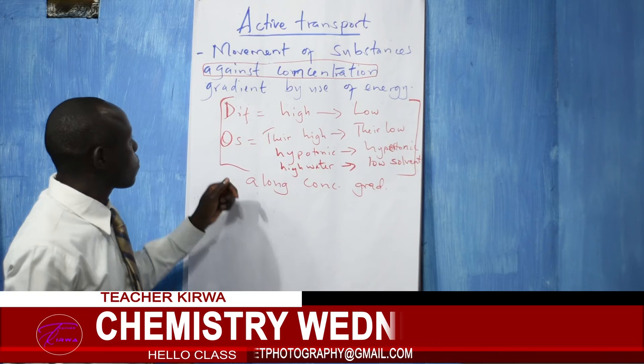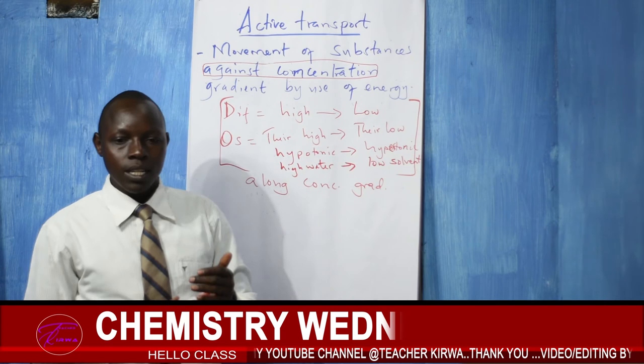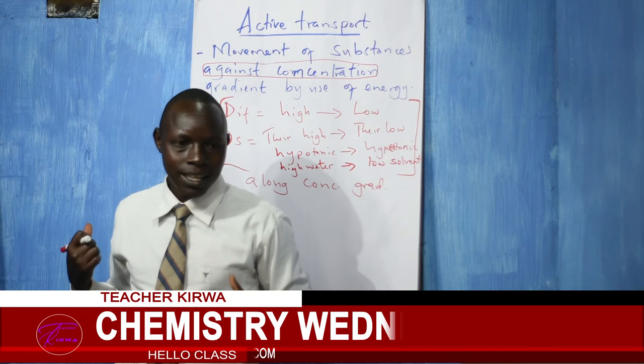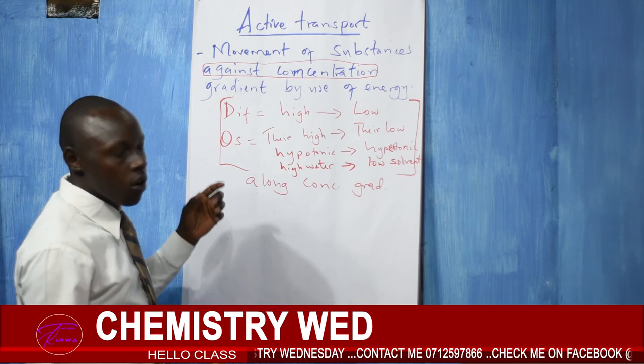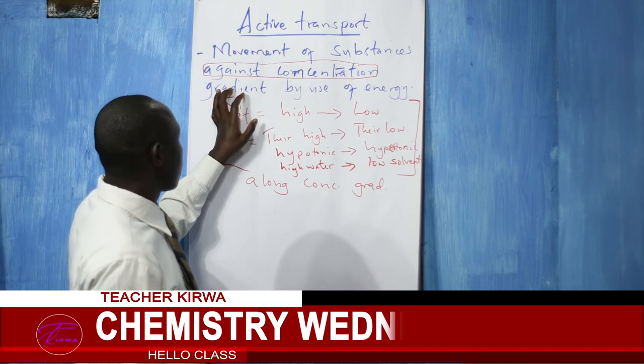But when you say against, it means now it is moving from low to high. It is like you are running against the wind. When you run against the wind, there is a lot of pressure that is pushing you to go the other direction, but you are forcing it. So you are using a lot of energy to overcome that strength of the wind. So therefore, active transport is the movement of substances against the concentration gradient by use of energy.